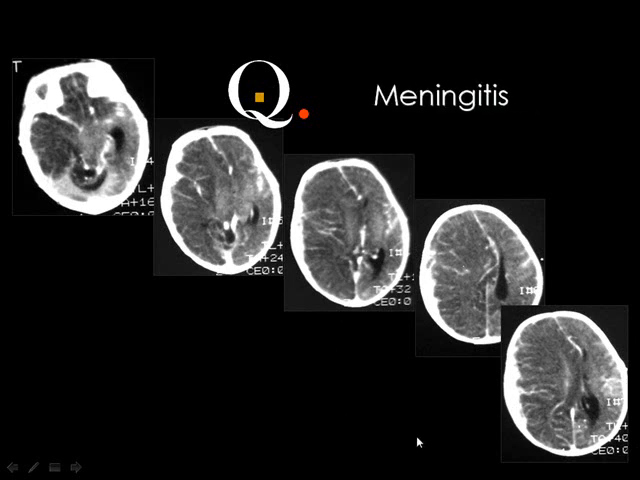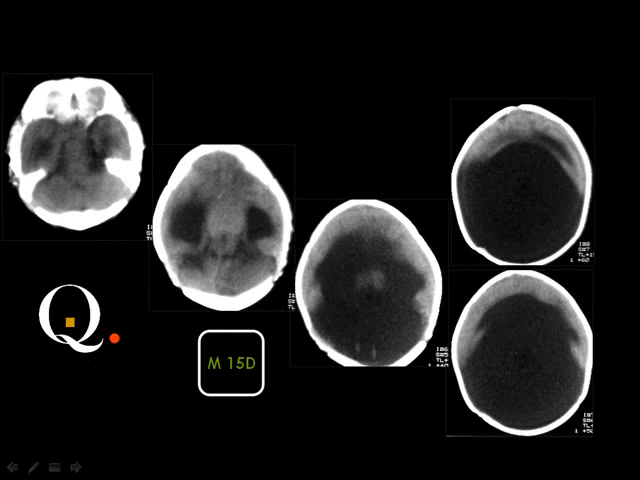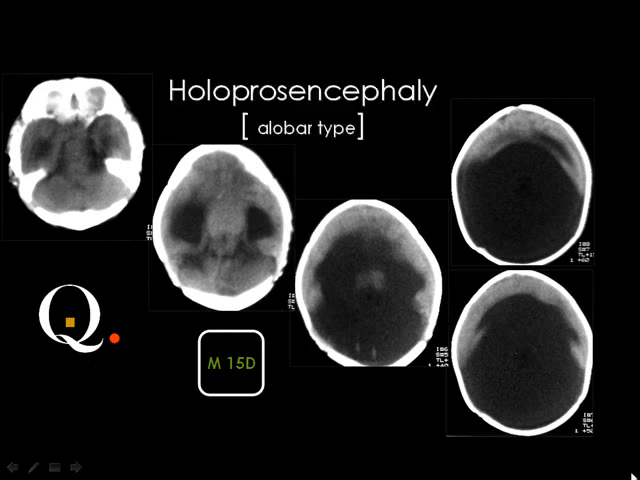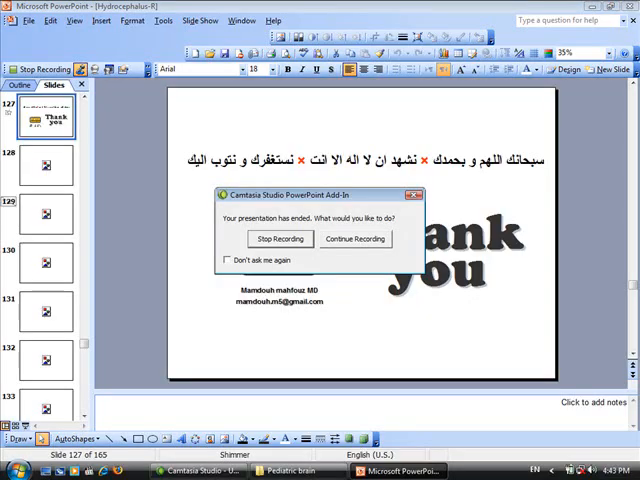So how was it due? Ischemia and edema. These are the complications of meningitis, including hydrocephalus, sinus thrombosis, subdural and epidural empyema, parenchymal infection and infarction, ventriculitis, and ependymitis. Yes, this is the holoprosencephaly, a lower type, and thank you very much.